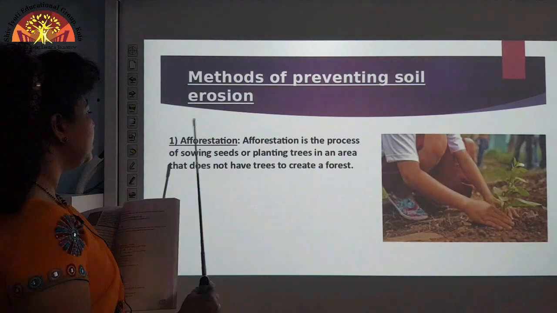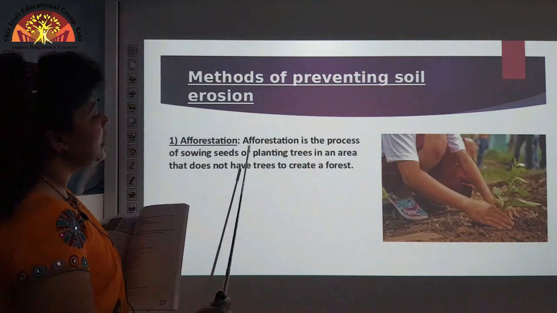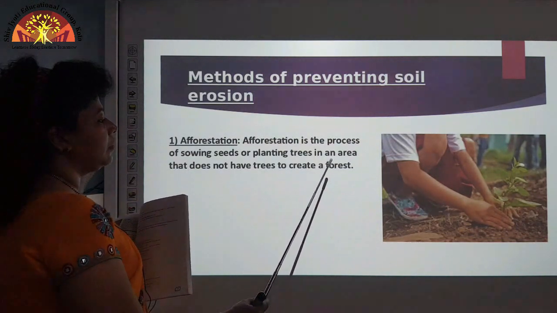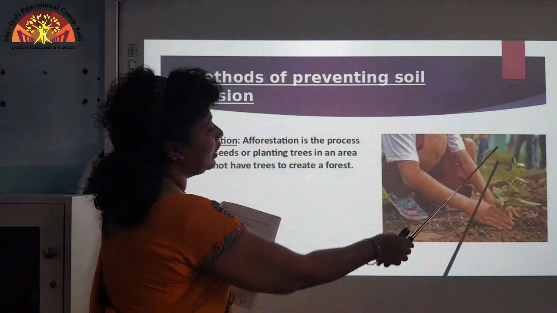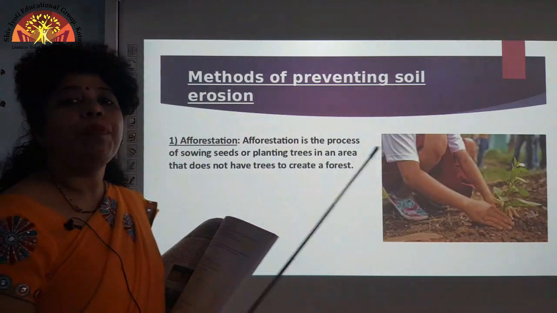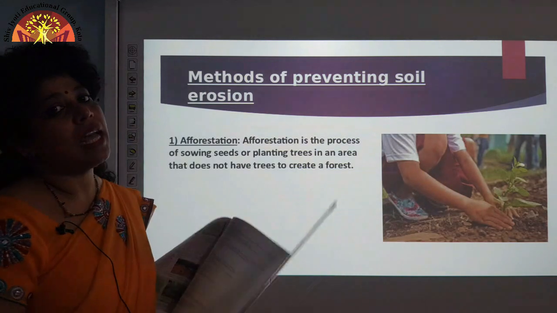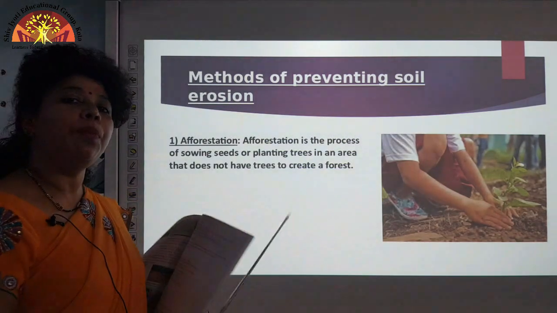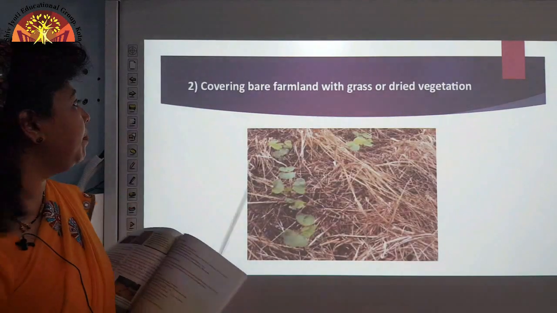Afforestation is the process of sowing seeds or planting trees in an area that does not have trees to create a forest. Okay. So, what they do is we plant new trees or put in more seeds so that more plants and trees are grown, and hence more trees and more plants lead to preventing soil erosion.